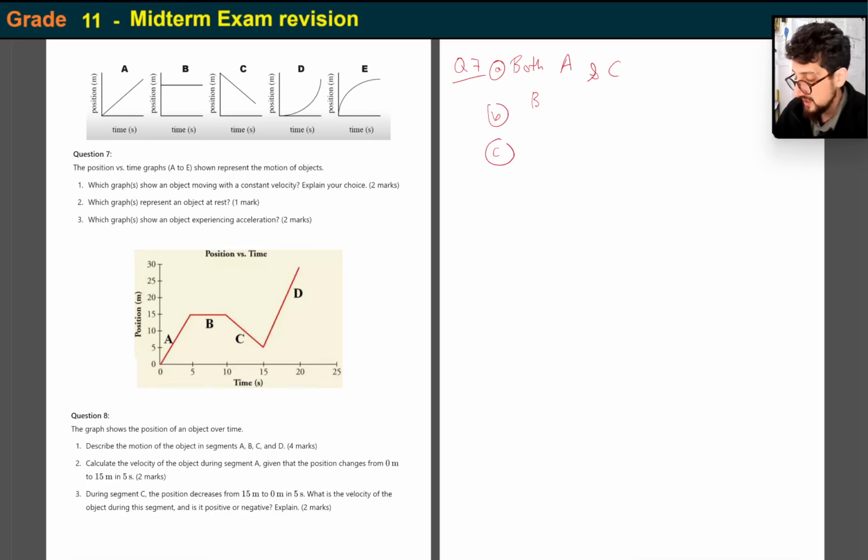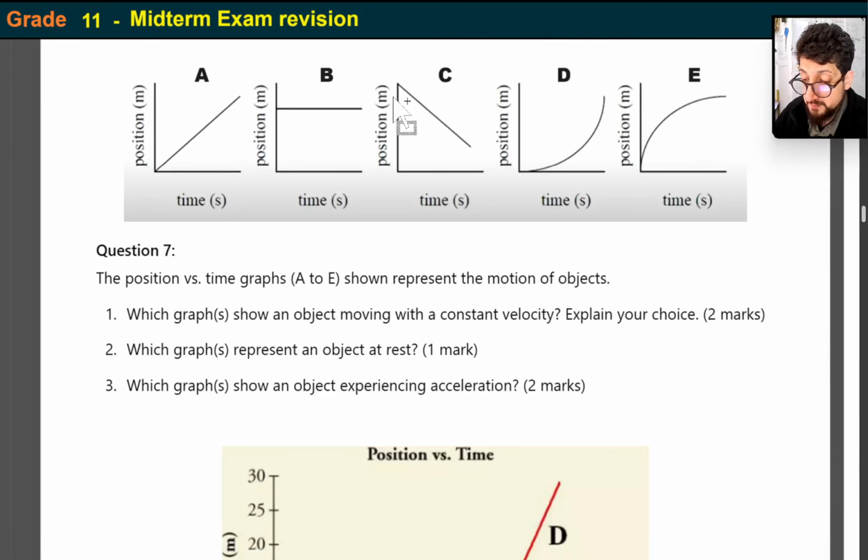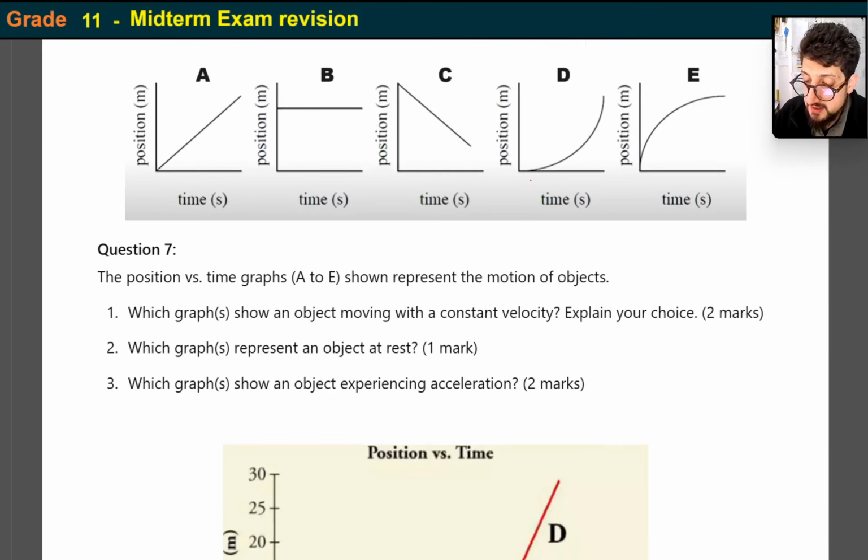Now, I'm going to zoom in. If I look at this here, the gradient is the tangent. And so it's like that at the beginning. And then over here, it's like that. Okay, so obviously it's increasing. And over here, it's like that. And then over here, it's like that. So this one is decreasing while that one's increasing. Right. So what does that mean? Which one is experiencing acceleration?